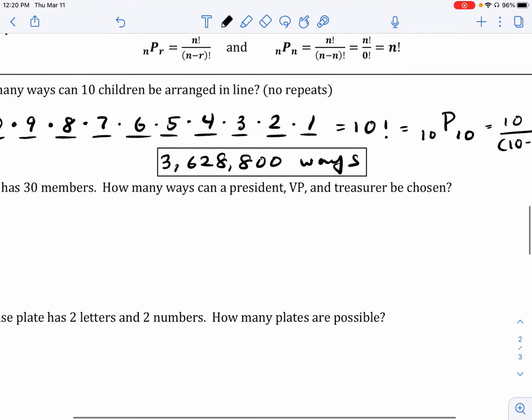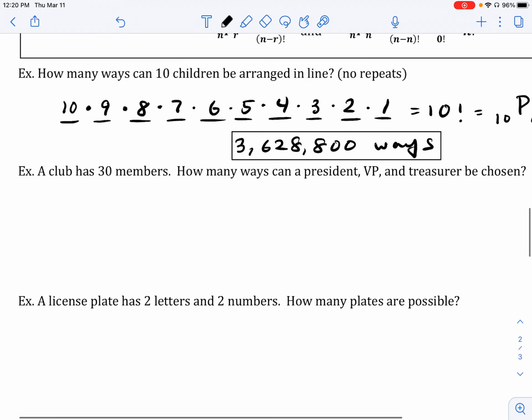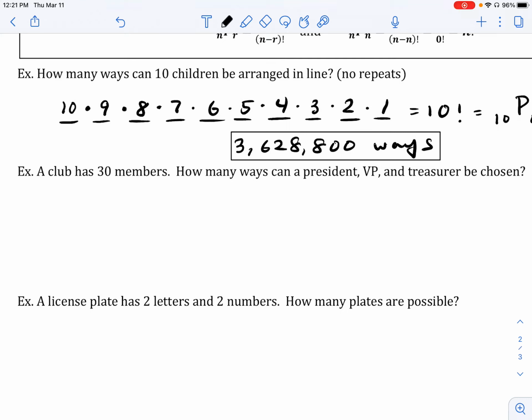So now let's try a problem that has a little bit more specific conditions. Suppose you have a club and it has 30 members. How many ways can a president, a vice president, and a treasurer be chosen? So let's write this out. Again, I think writing out the different placeholders is helpful. First off, how many different members are eligible to become president? Let me write that first. For president, any one of the 30 members can be president.